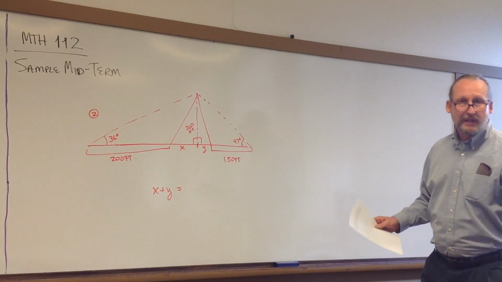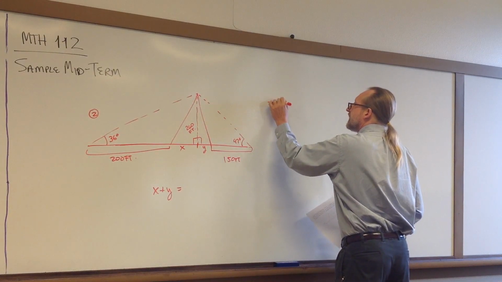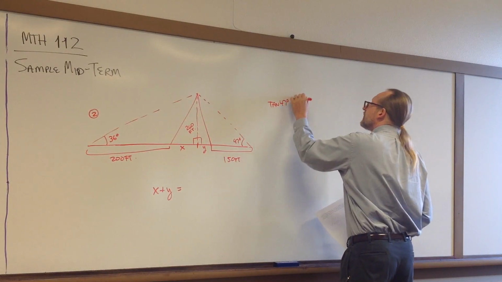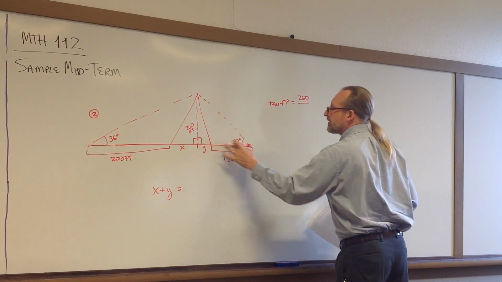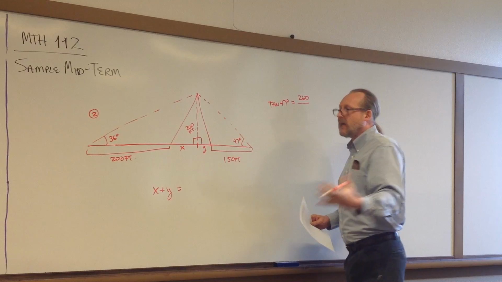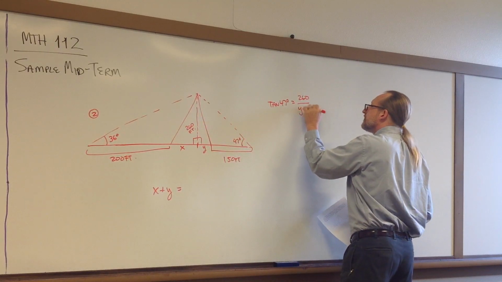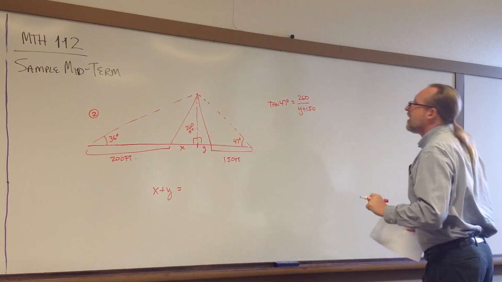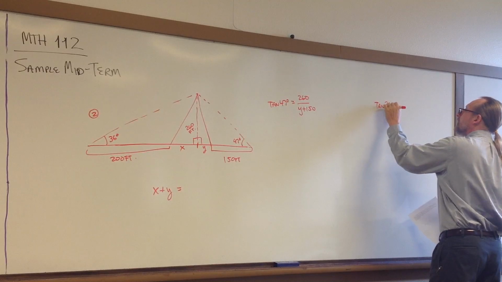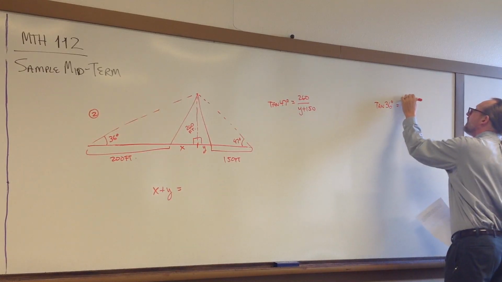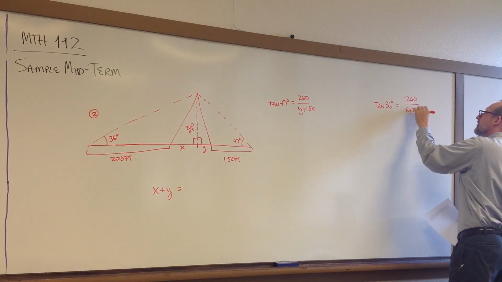This has some similarities to problem number 1. We're going to set it up with a tangent function. The tangent of 47 degrees is 260 over this whole side. You've got to get the whole side in the right triangle, so that's y plus 150. On the other side, the tangent of 36 degrees is going to be 260 over x plus 200.